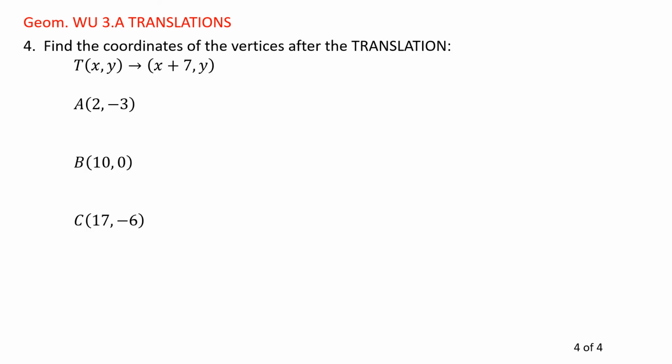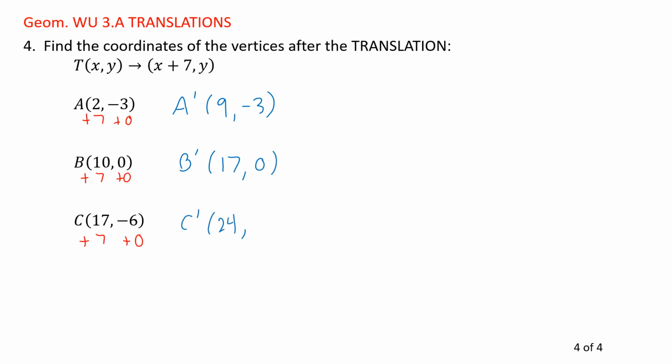Last one. Find the coordinates of the vertices after the translation. This is easy. All you do is just say add 7 and then add 0. Add 7, add 7. There is no translation up or down, so add 0. So A prime, the image, 9, -3. 17, 0 for B. And C prime is 24, -6. And that's that.